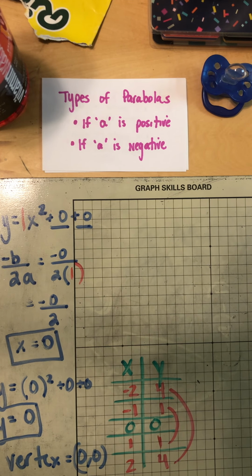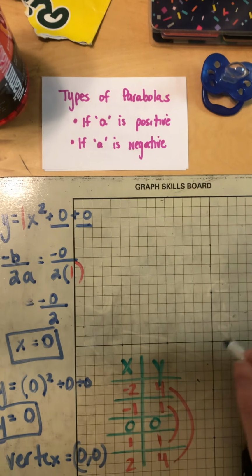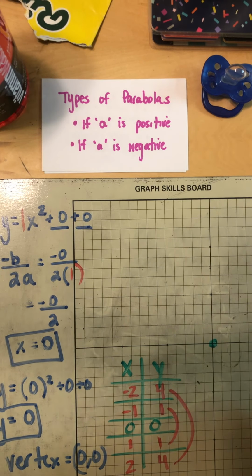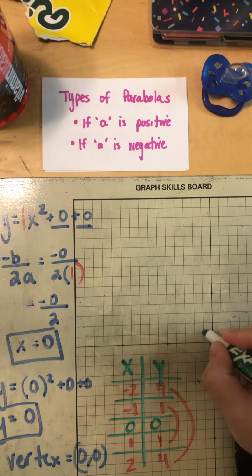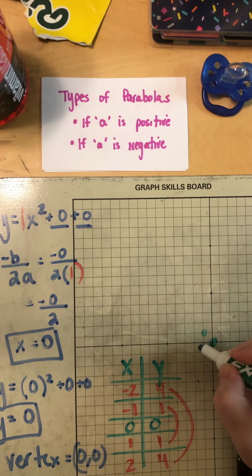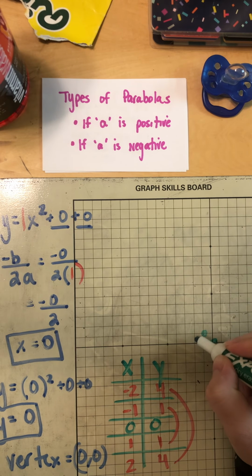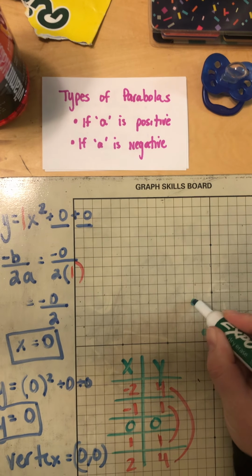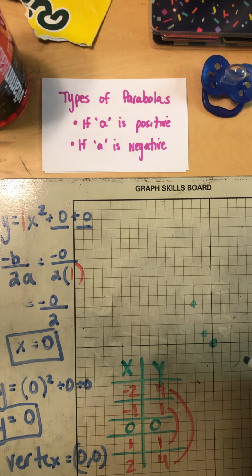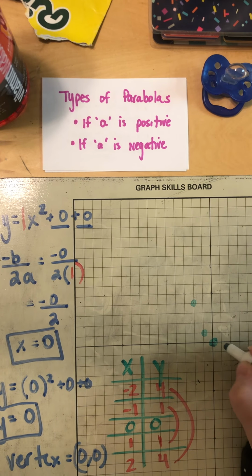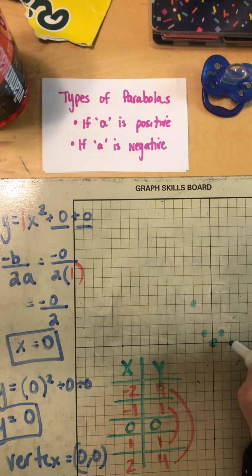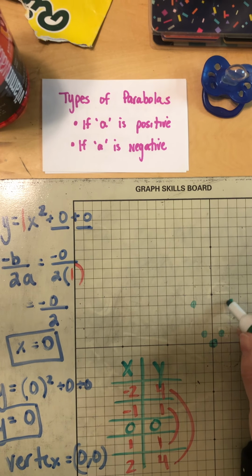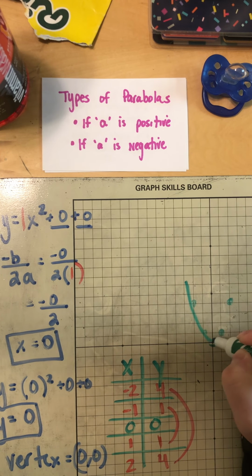So now it says to graph it, and you're going to graph it. So you're going to graph 0, 0, which is right here. So -1, 1, -2, 4. Over 1, 2, up 4, 1, 2, 3, 4. Other way, 1, 1, positive 2, 4, 1, 2, up 4. And there's your parabola.